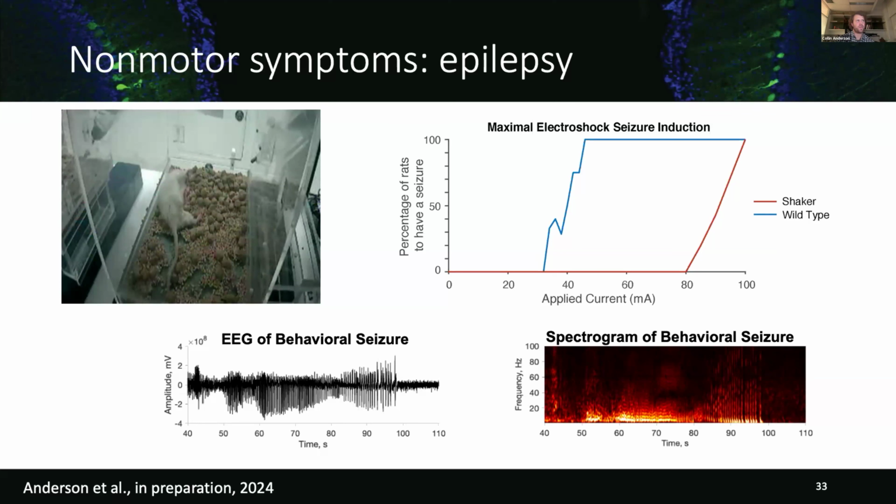So we haven't really identified a great way to induce seizures at a lower threshold across multiple tests, but they are at least having spontaneous seizures. They're just kind of rare.